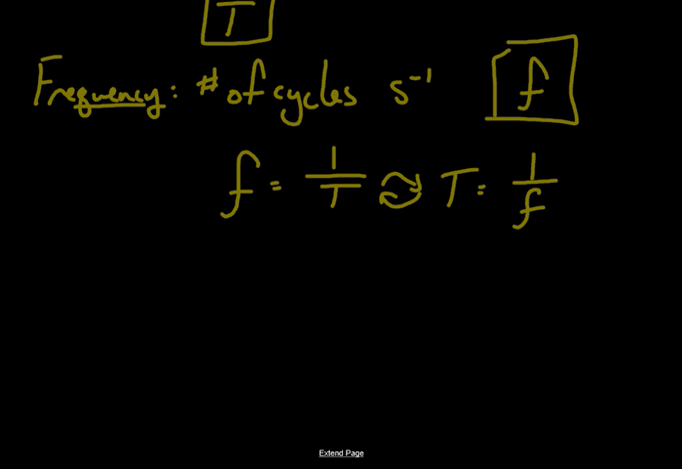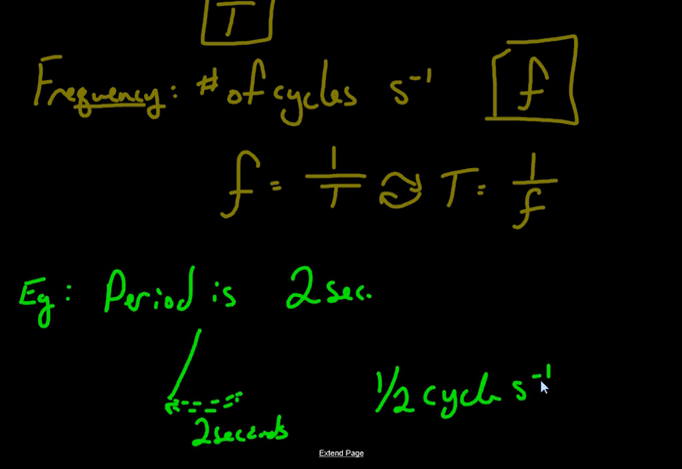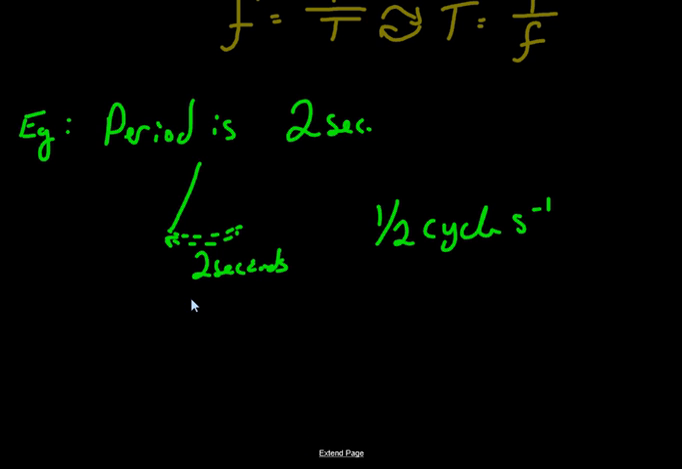And just as an example, let's say your period is 2 seconds. So let's say it's a little kid on a swing set. They push them, they go away, and then they come back, and that took 2 seconds. Well, every second, how much of a complete cycle do you get? You get half, right? You get half a cycle every second if every cycle takes 2 seconds.